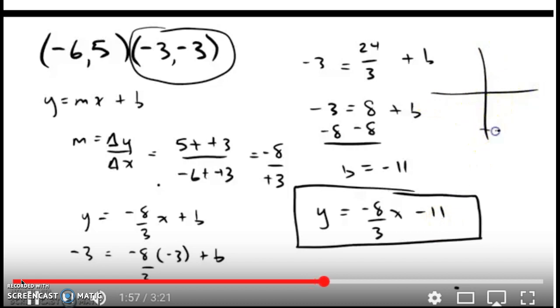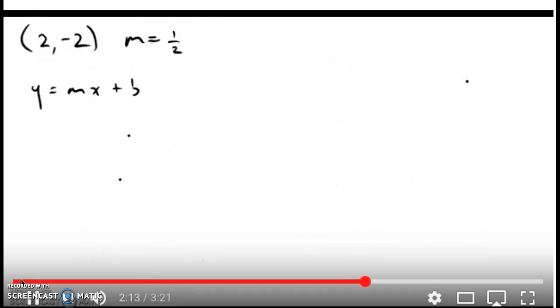If I graph it, my y-intercept is negative 11. It's going to be a negative slope, so it's going to go from the upper left down to the lower right. It's going to pass through negative 11 on the y-axis. It's going to go down 8, right 3, rise over run. In this case, it's down right.